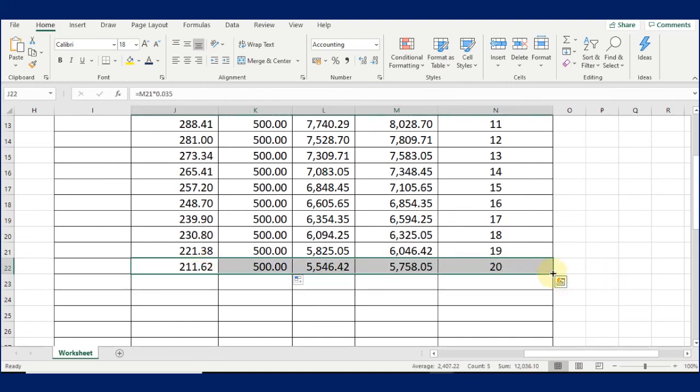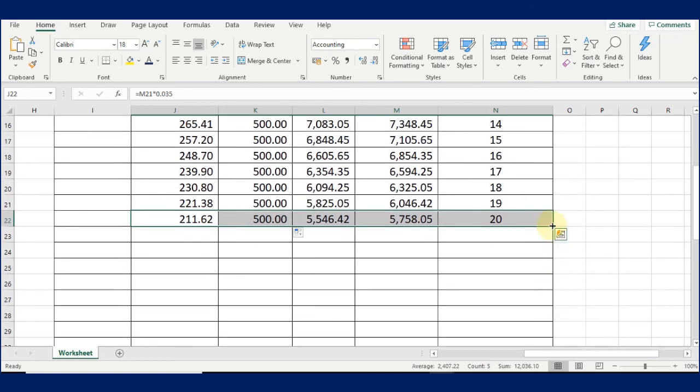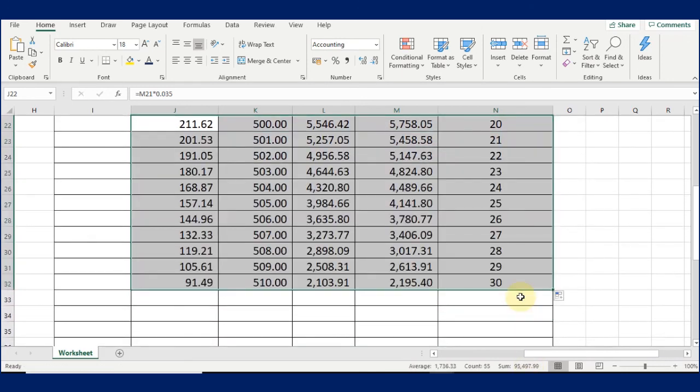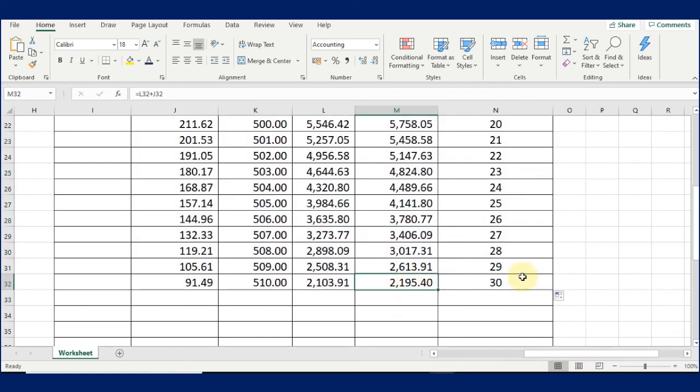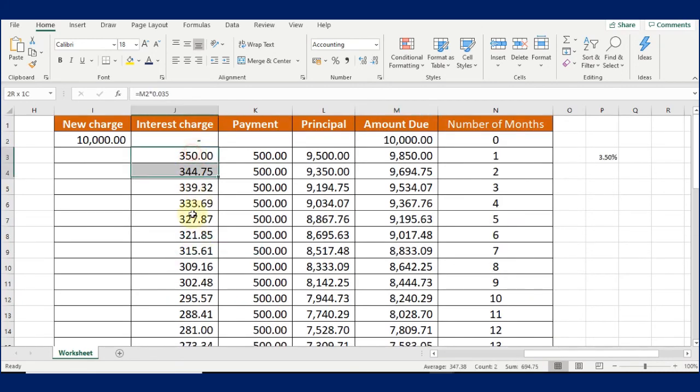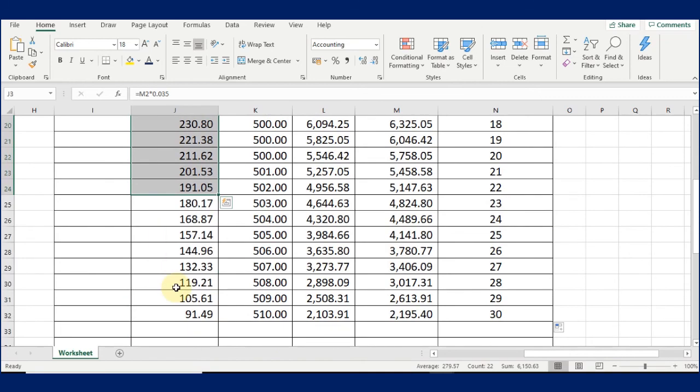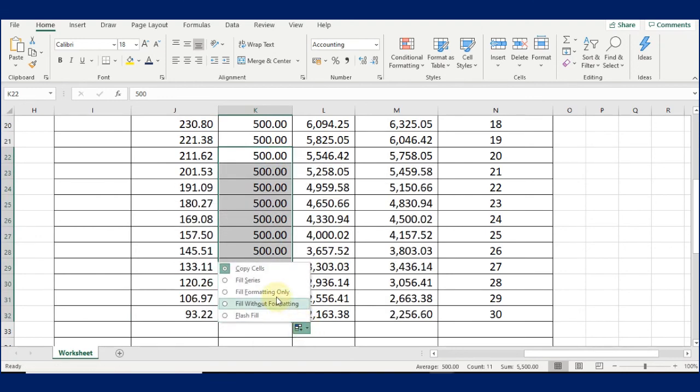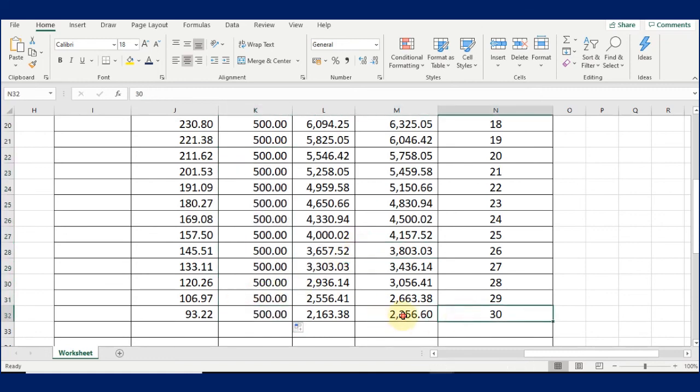So let us continue this. Let's see how many months you need in order to pay off your 10,000. Let's say up to 30. Still, after 30 months, you still owe 2,195.40. But as you can see, just like in amortization, as time goes by, the interest will get smaller and smaller. And oops, again, there's a mistake here. It should be there, or copy cells. Okay? So see, your interest charge gets smaller and smaller, and most of your payments will now go to your principal.